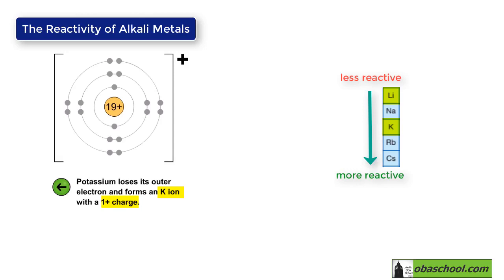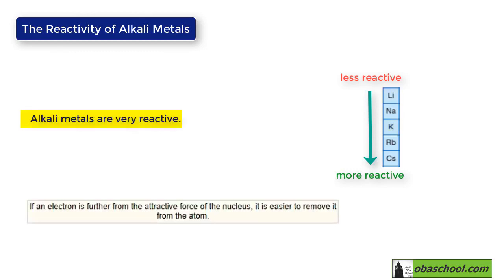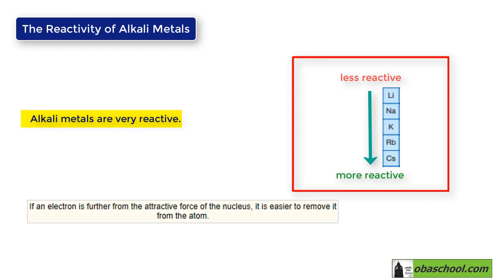The conclusion from this lesson is that alkali metals are very reactive, and this reactivity increases as we go down the group because it becomes easier for the atoms to lose their one electron, because the outer electron would be shielded by more energy levels when we go down the group.